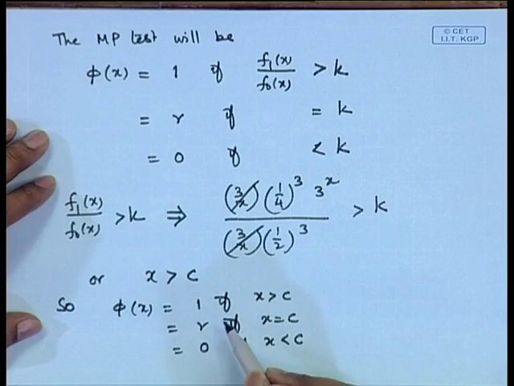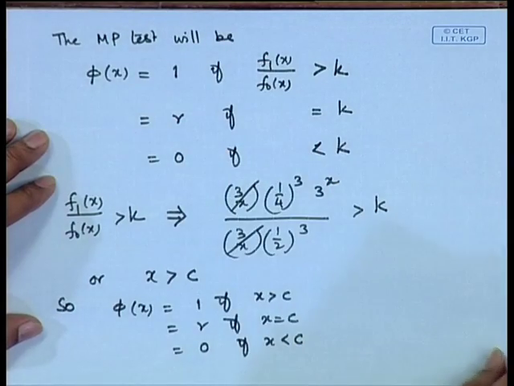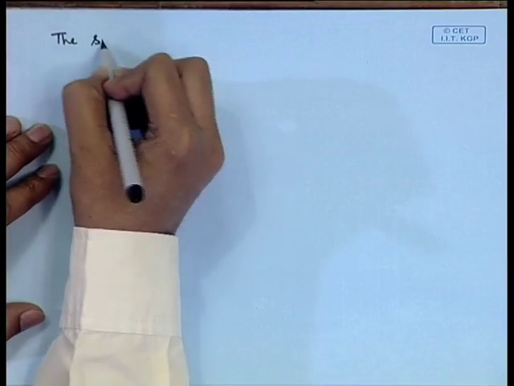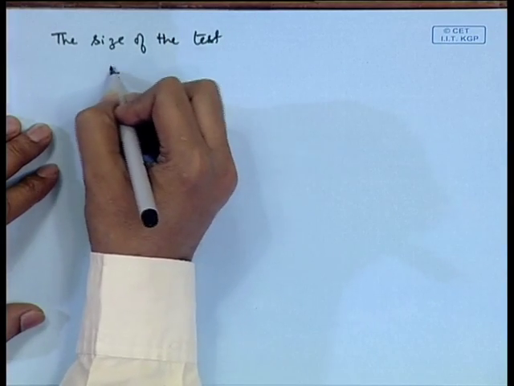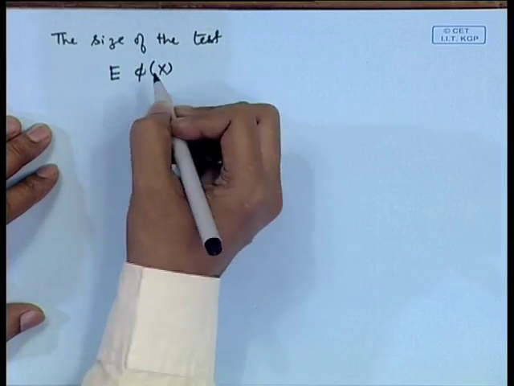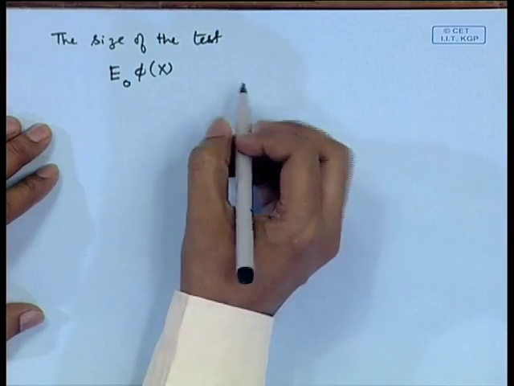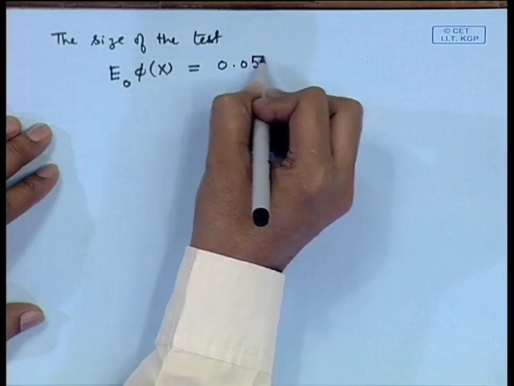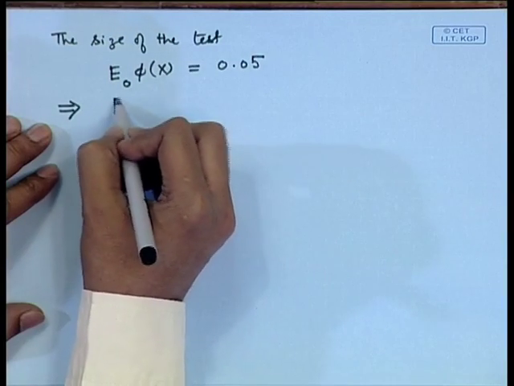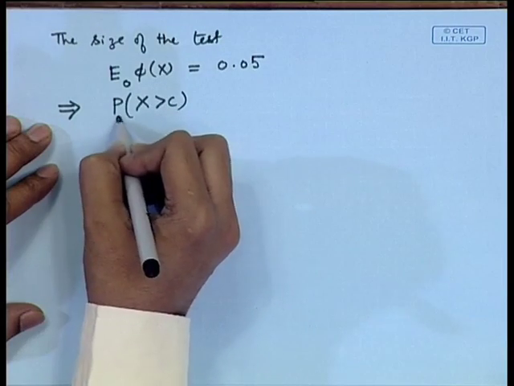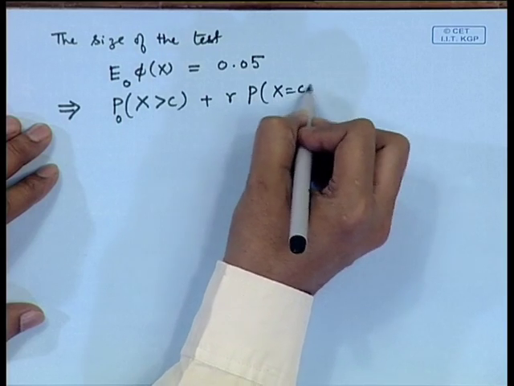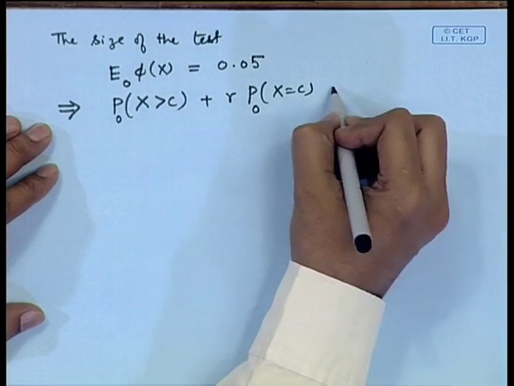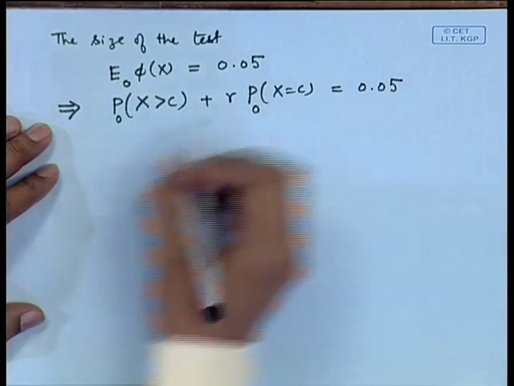Now, the size of this test must be equal to alpha, that is 0.05. So, if we put that condition, the size of the test, that is expectation of phi(x) when the null hypothesis is true, that is equal to 0.05. So, this value is equal to probability x greater than c when p is equal to half, plus gamma times probability x is equal to c when p is equal to half, that is equal to 0.05.